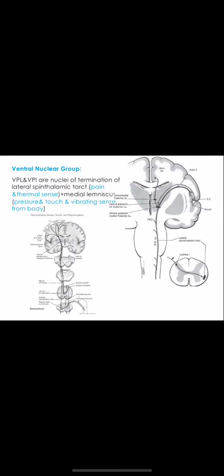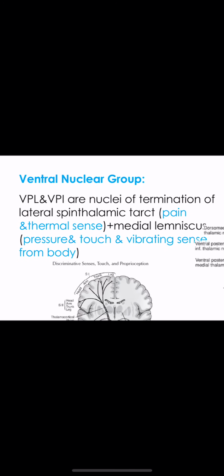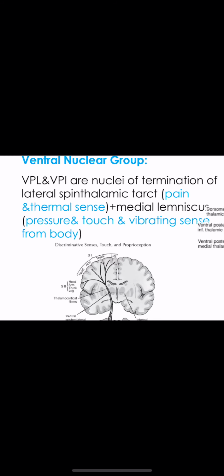The ventral group of thalamic nuclei are present in the ventral part of it, and they are anterior, ventrolateral, and ventroposterior. They are concerned with pain transmission and also thermal sensation. In addition to that, with the pressure, touch, and vibration sense, due to its communication, or as a relay for the lateral spinothalamic tract and medial lemniscus that relay in the thalamus as a third order neuron.